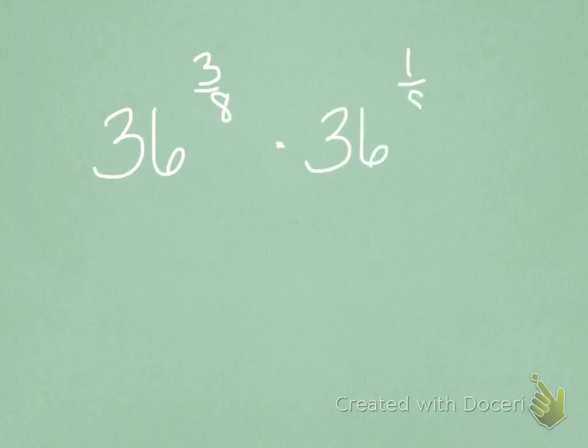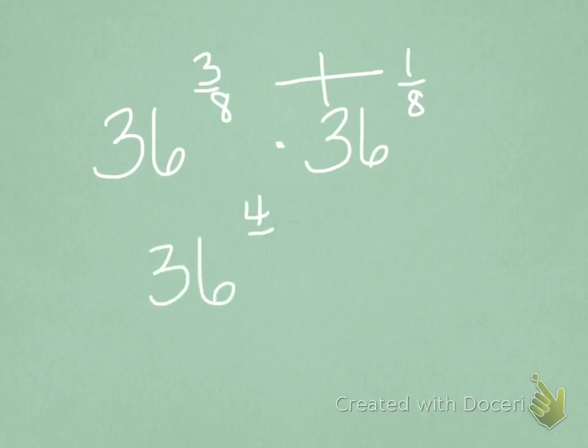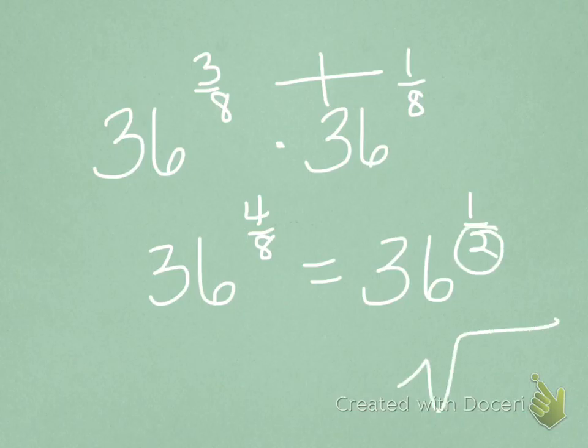Let's do another one like that. 36 3/8 times 36 1/8. I'm going to add those exponents, and I'm going to get 36 to the 4/8, which I can actually reduce to become 36 1/2. And if I wanted to put that in a square root, I know this is my index, so I don't really have to put a 2. And this is going to be 36.